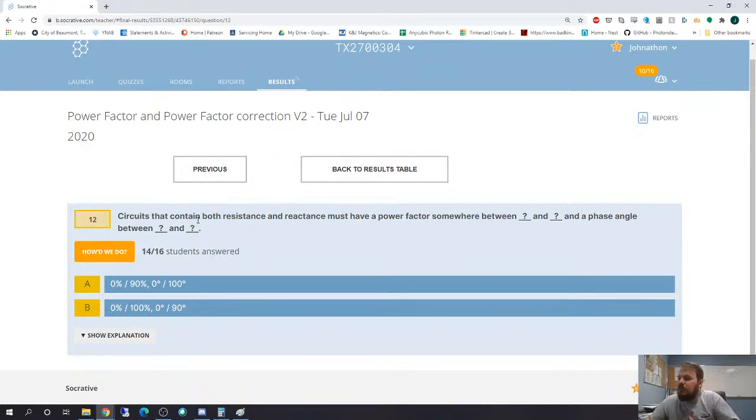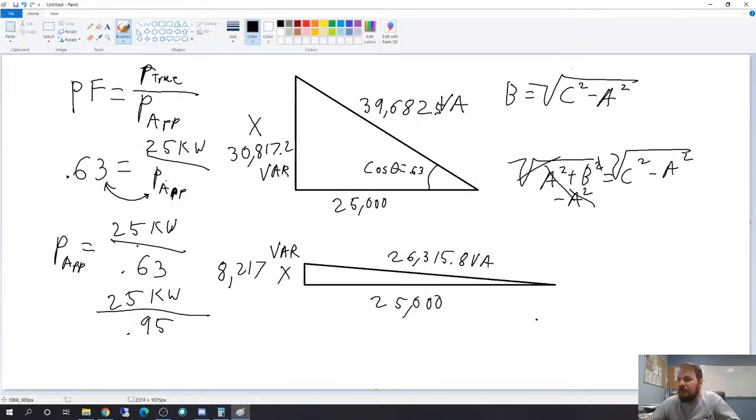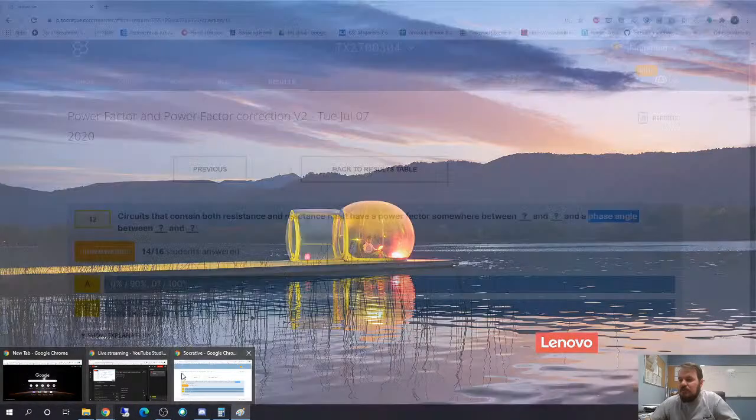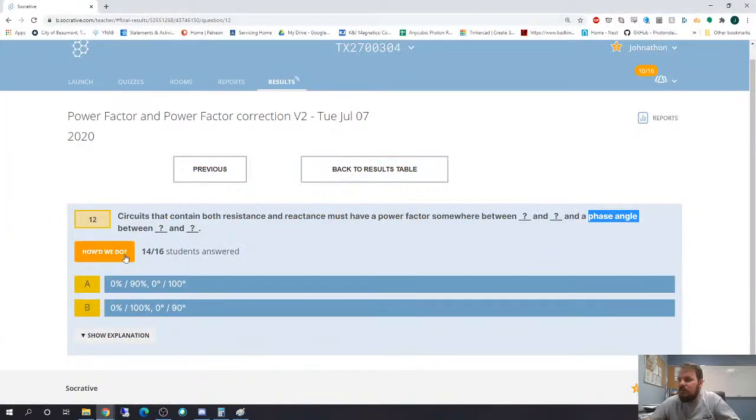Circuits that contain both resistance and reactance must have a power factor between. So power factor is a percentage, so it has to be between 0 and 100%. And then angles are based on triangles, and they have to be between 0 and 90. That's all that there is to it. There it is. So, shame people don't know. Why would it be 100 degrees and not 90 degrees? Why would it not be 100%?